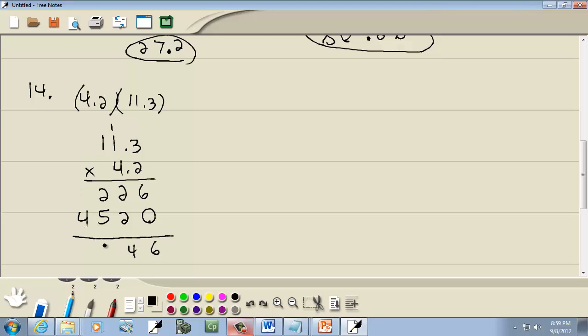Now add these together, and we've got 47.46. We have 1 decimal place here, we have 1 decimal place here, so our answer is going to have 2 decimal places. So that's our answer.